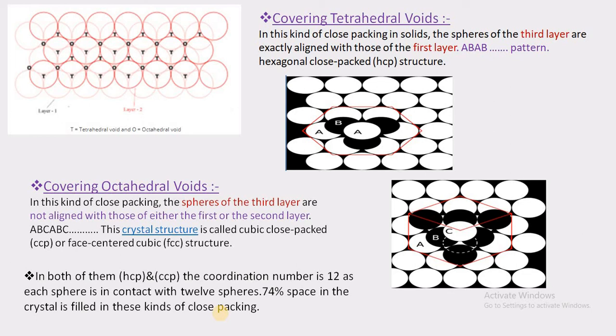That means atoms or particles have 12 particles around them. Also in case of CCP, if the octahedral voids are covered, the CCP structure is formed, also known as face-centered cubic structure, due to which these two different arrangements are formed. The first arrangement is known as ABAB type, and the second arrangement is known as ABC type. The fourth layer will be again A type, then B, and then C. Such a type of arrangement is known as ABC type of arrangement.